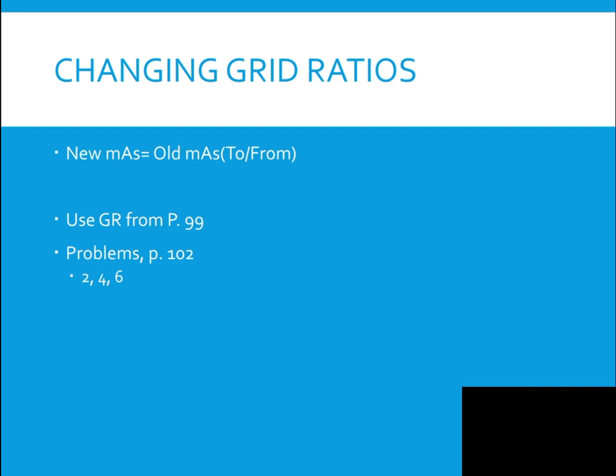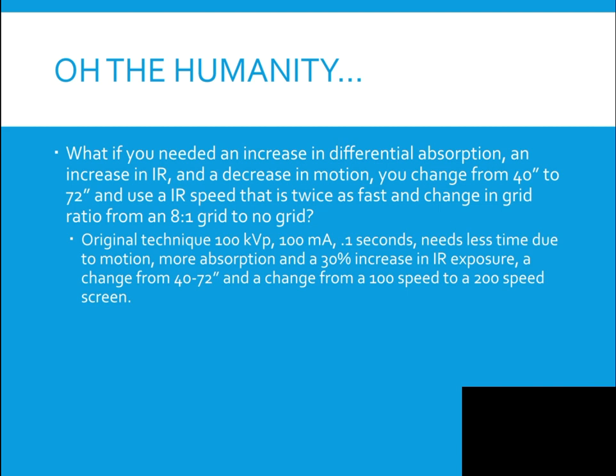So what I would tend to do is, if I had a grid ratio problem, let's say a set of technical factors with an 8-to-1 grid, I would take the grid out of the equation, find my new mass without the grid, and then go back in with the new grid ratio to get my new potential mass. You work it however you want to.